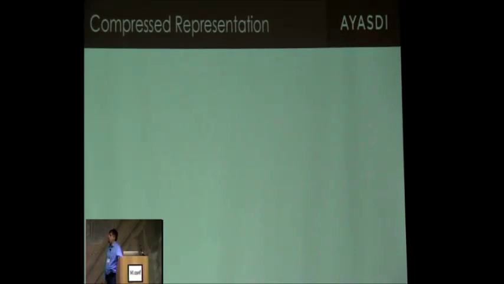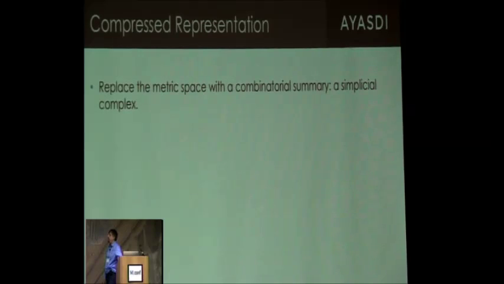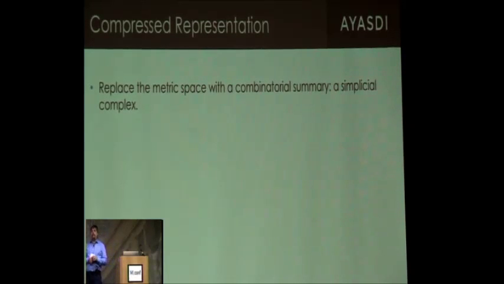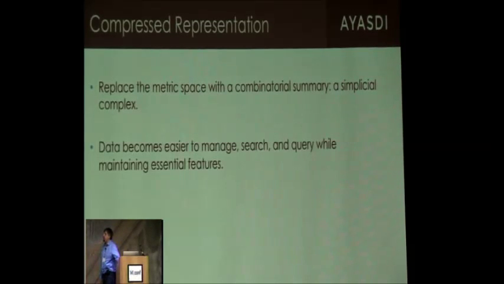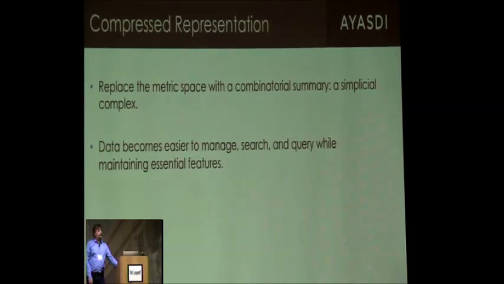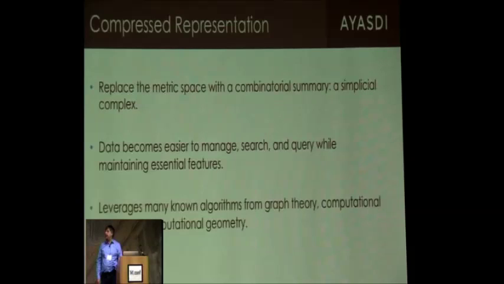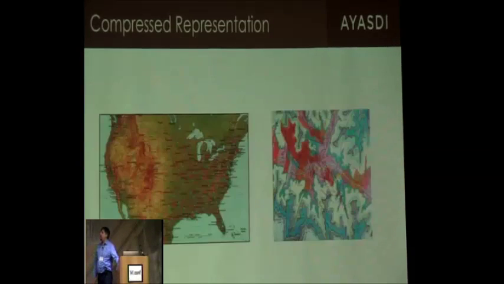So finally, something I've been suppressing a little bit is that this process replaces a metric space with a combinatorial representation or a combinatorial summary. It's called a simplicial complex. So this is a technical math term. Well, the reason you do that is that the data becomes easier to manage, query, and understand while we're maintaining the essential features of the data set. And you can leverage known algorithms.